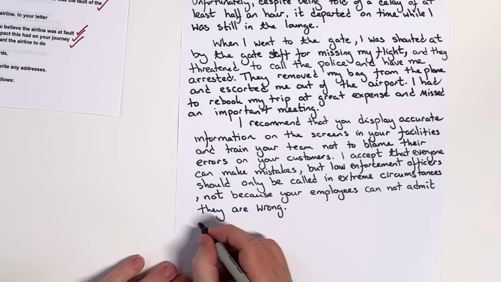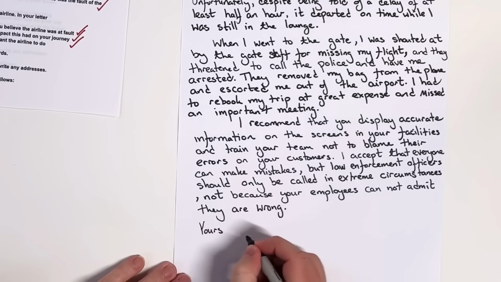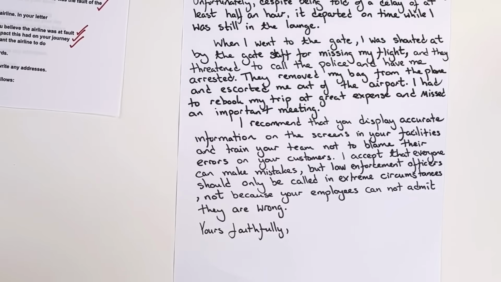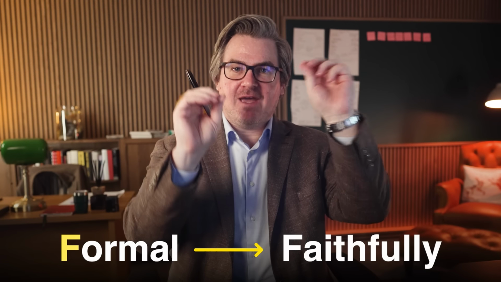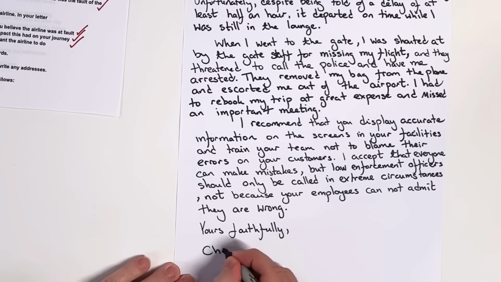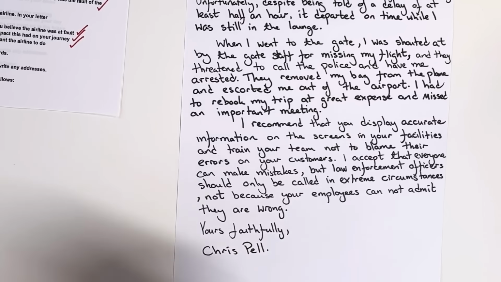So for formal letters, we want to write yours faithfully. So a little trick that I teach students is formal faithfully, FF, and write that, yours faithfully. And then write a name. It could be your name, it could be someone else's name. Don't write Chris Pell, that would be weird. Just pick any name, it doesn't really matter, but as long as there's a name at the bottom.